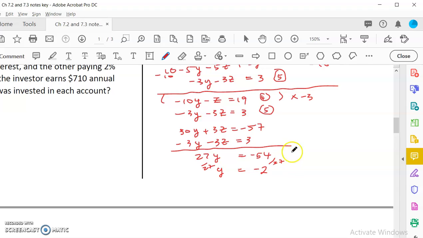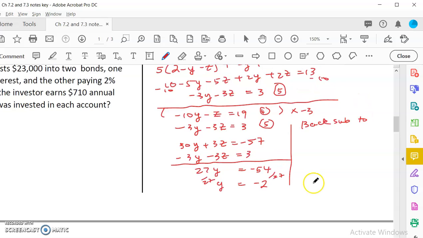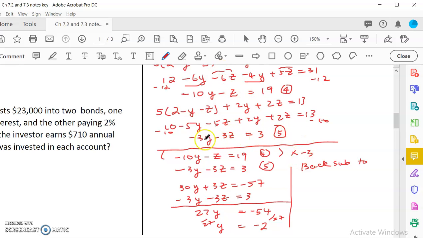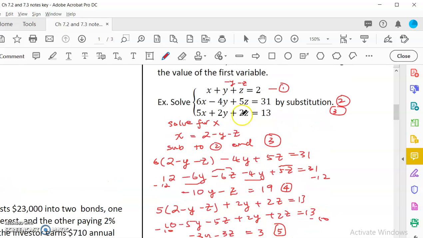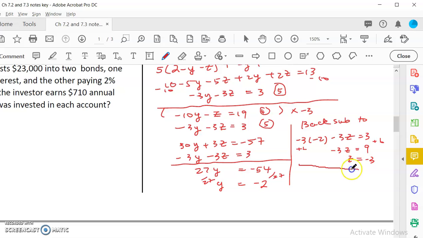Now that I have Y, I can plug it back in, substitute into negative 3Y minus 3Z equal to 3. So I would say negative 3 times negative 2, minus 3Z equal to 3. This is a 6, so negative 3Z, if I subtract 6 on both sides, equals negative 3. Z is equal to negative 3. Then I go back to the really original equation, X plus Y plus Z equal to 2. So X would equal 2 plus 5, which is 7. My answer would be 7, negative 2, and negative 3.